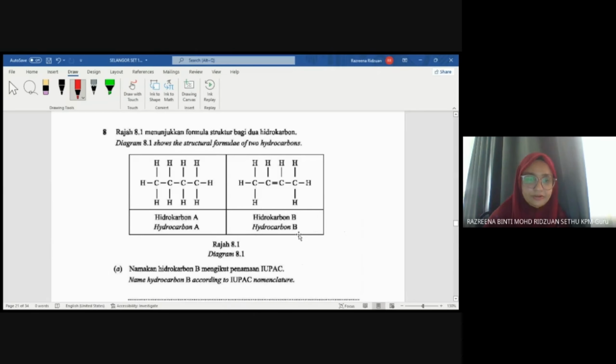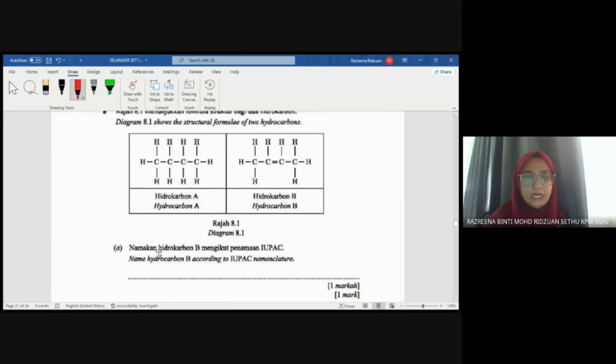Question 8. Diagram 8.1 shows the structural formula of two hydrocarbons, hydrocarbon A and hydrocarbon B. A. Name hydrocarbon B according to IUPAC nomenclature. So if you look at hydrocarbon B, they are alkene. How many carbons in the first place? You need to know. They are 2, so ethene, according to IUPAC.